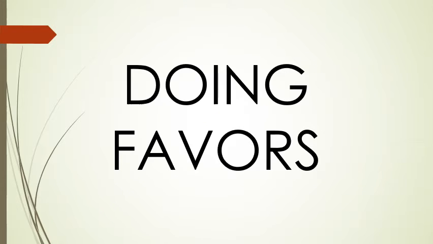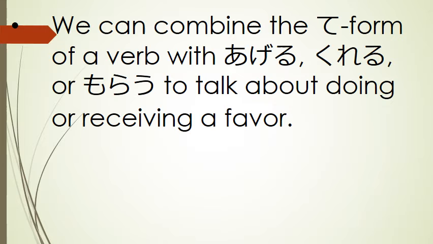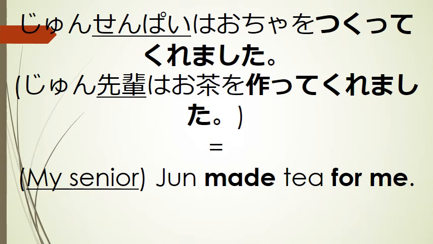Now that we've learned the basics of giving and receiving, we're going to talk about doing favors. We can combine the te form with ageru, kureru, and morau to talk about doing or receiving a favor. For example, if I said, Jun senpai wa ocha o tsukutte kuremashita, that would mean my senior Jun made tea for me. We combine the te form of tsukuru, to make, and kureru to get tsukutte kuremashita, which means made for me.